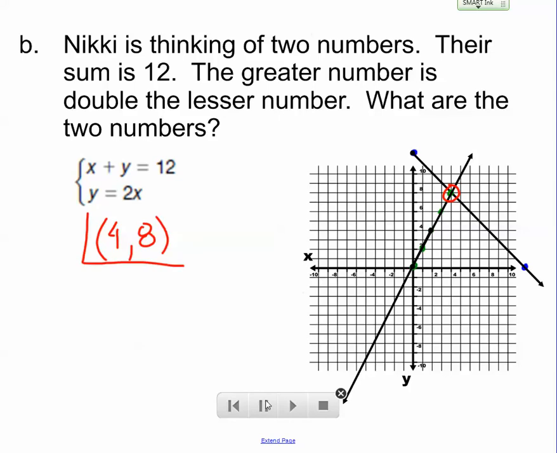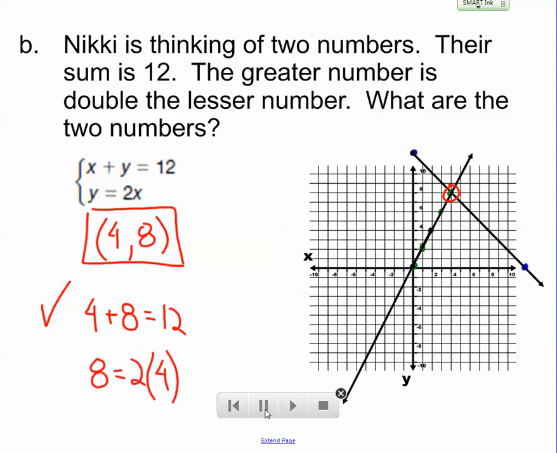So those are the two numbers. And let's check it. Is the sum of these two numbers 12? Yes, it is. And is the greater number equal to 2 times, or double, the lesser number? Yes, it is.